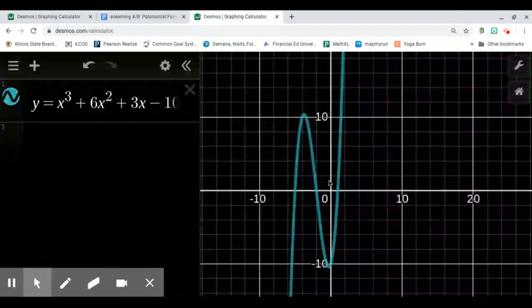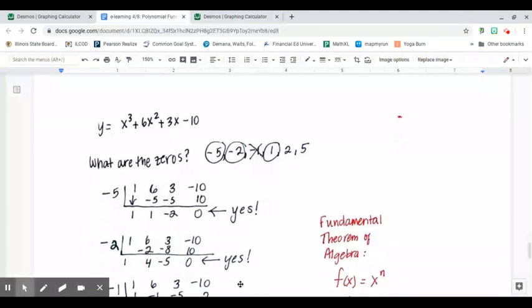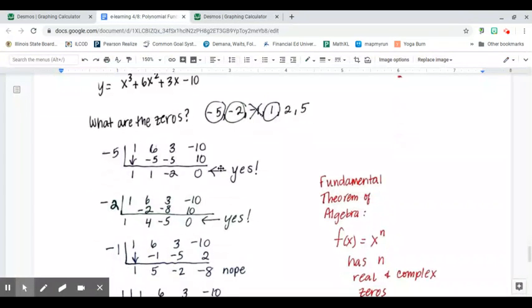All right, so that's just a review of graphing polynomial functions and using synthetic division to determine where your polynomial function will cross the x-axis.